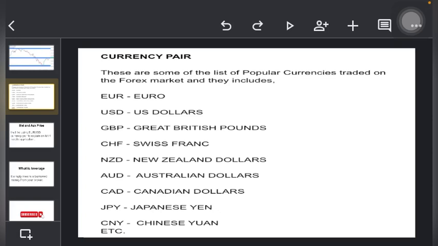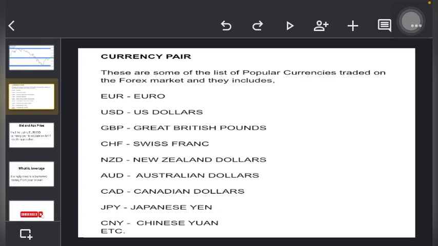All you need to know is the abbreviations, because in the trading app they are not listed in full. For example, Euro, US dollars, Great British pounds. No, they are not listed like that. How they are listed is based on the abbreviation. If you look towards the left of this currency pair, you will see EUR, you will see USD, you will see GBP. This is how they are listed, not as their full names.